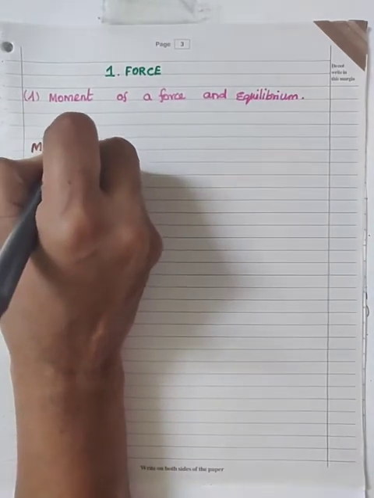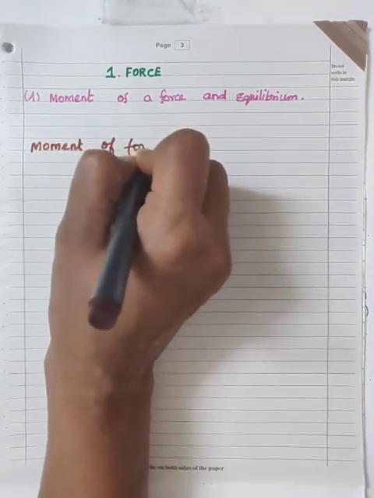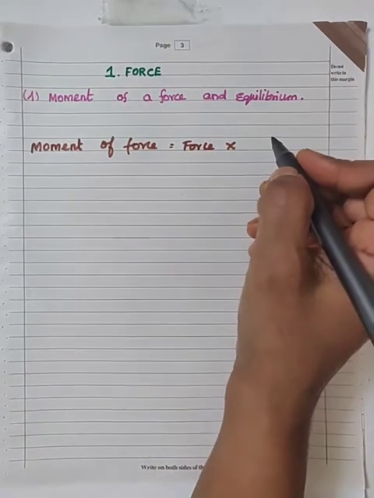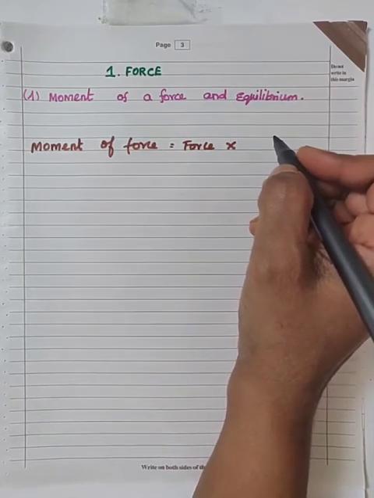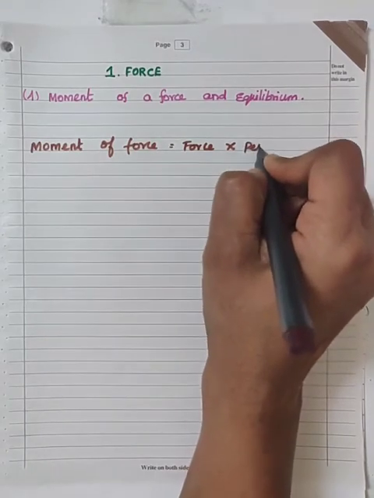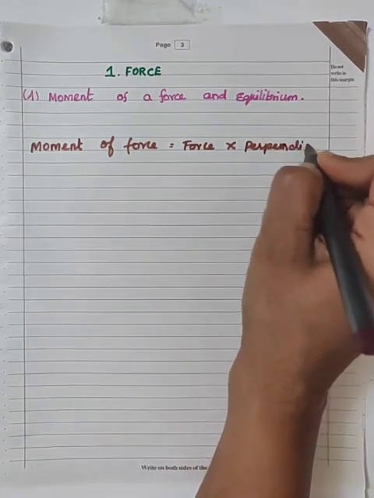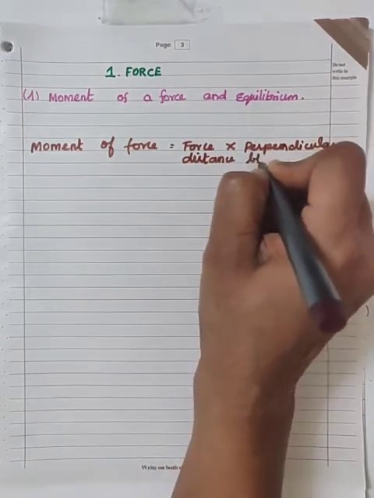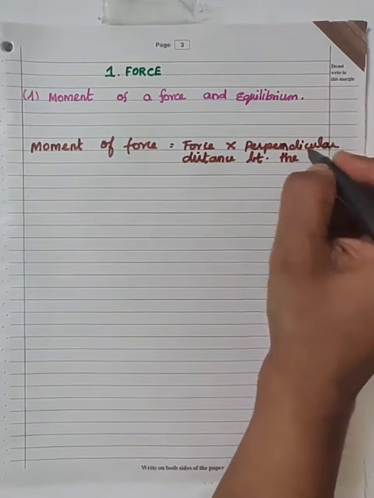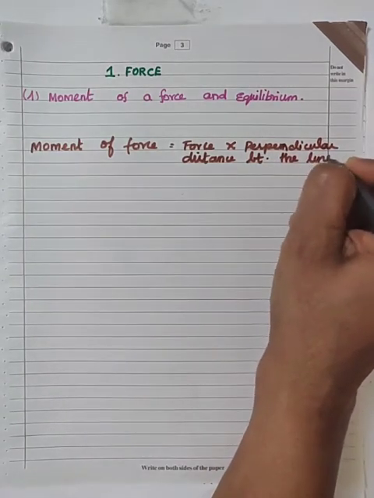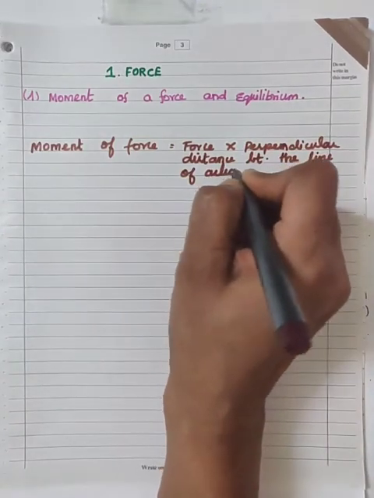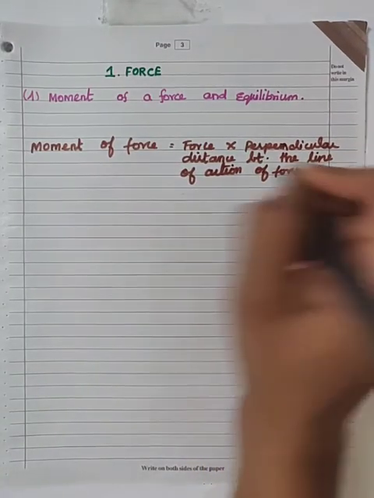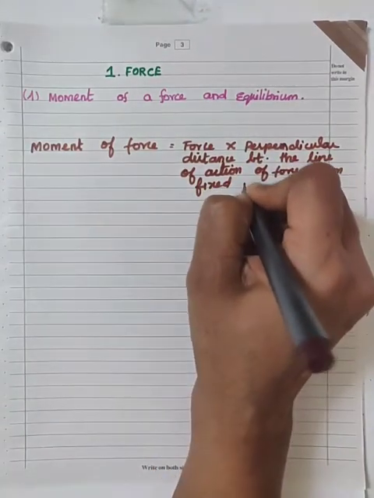of force. The moment of force is equal to the magnitude of force into the perpendicular distance between the line of action of the force and the pivoted point, that is, the fixed point.